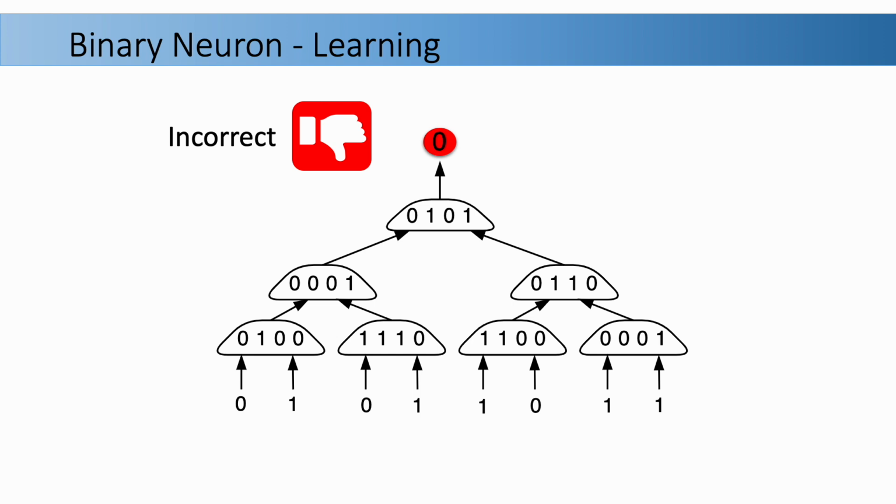Now, in the case of an incorrect output, the path counter increases. When it reaches a threshold, the cell output changes for that path. In this way, the neurons can learn to output the correct value.